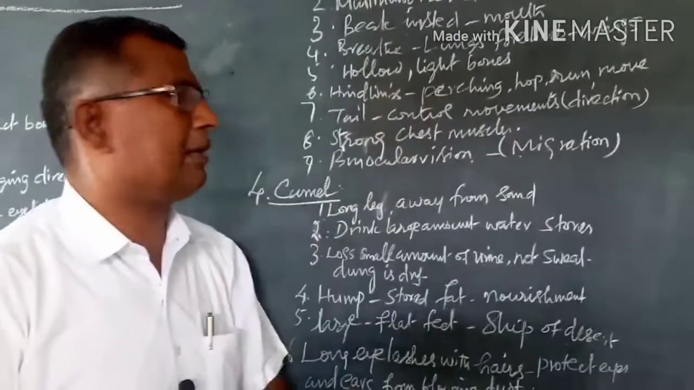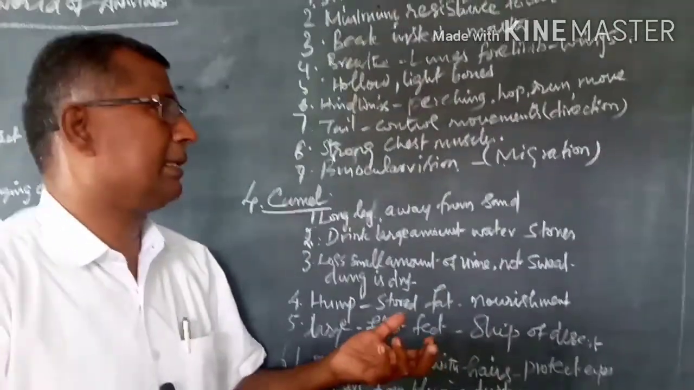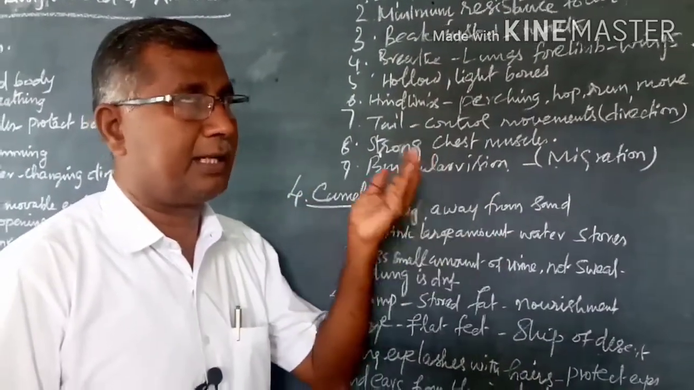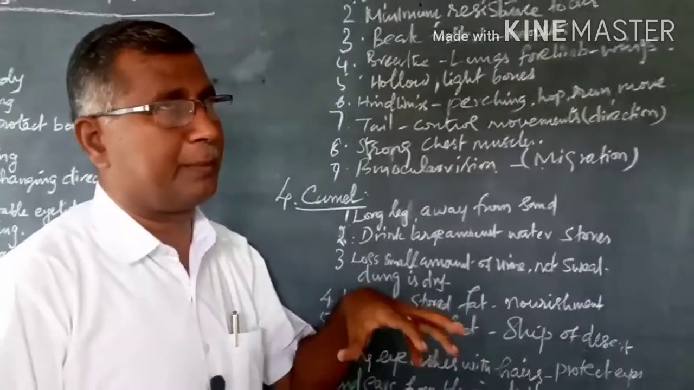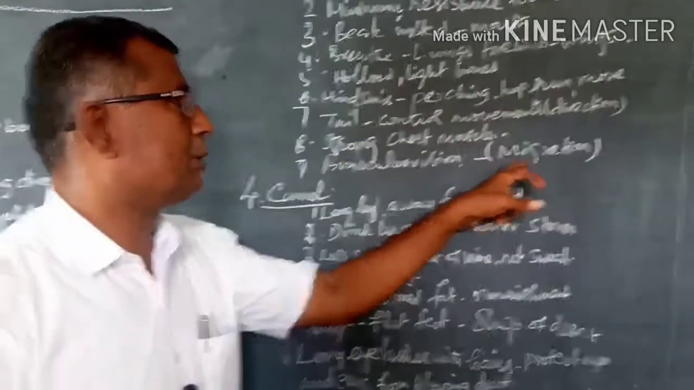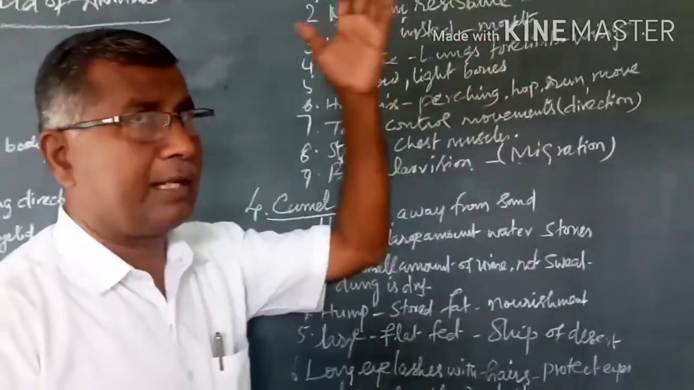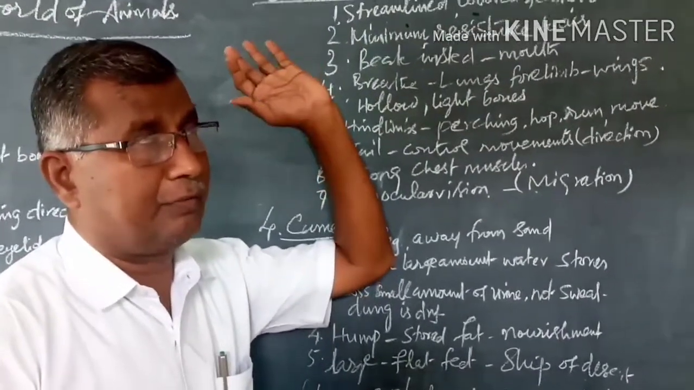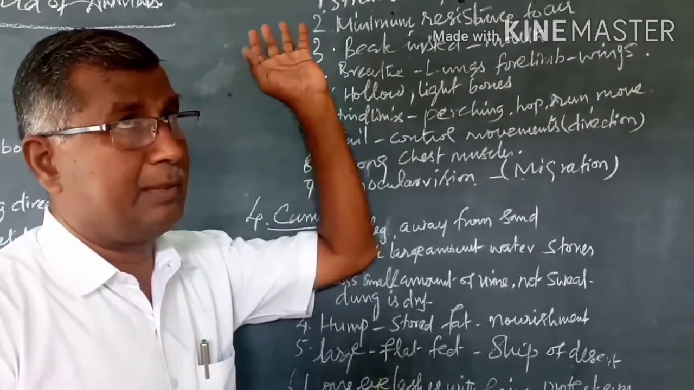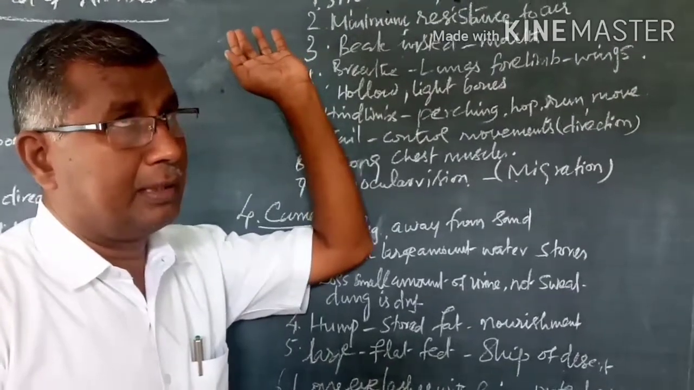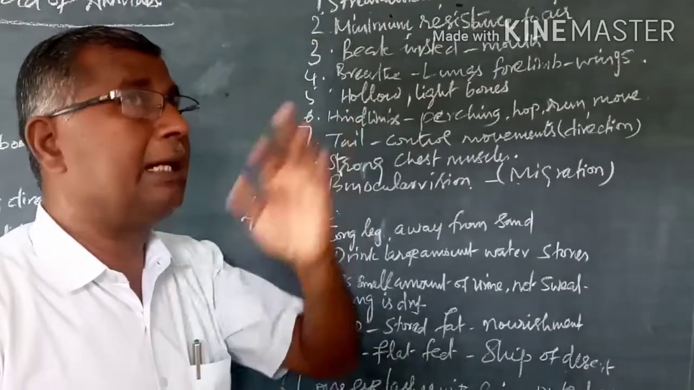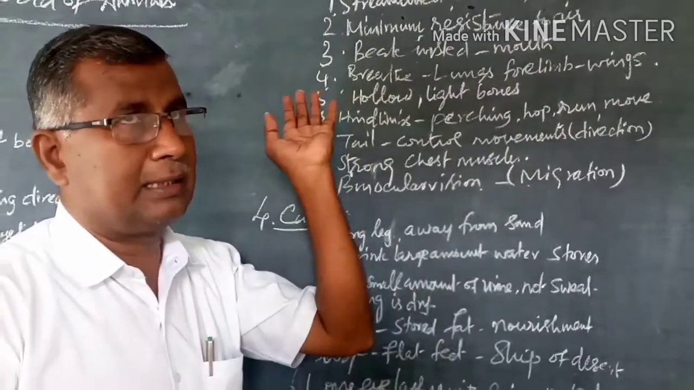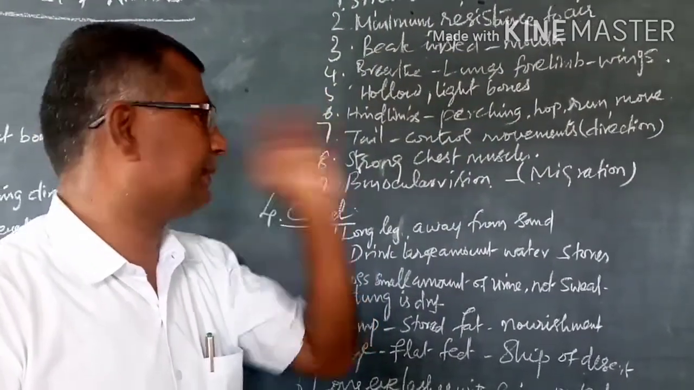Then migration of birds. What is called migration? Migration means moving from one place to another place for reproductive purposes. For example, at Vedanthangal sanctuary, the birds come from Siberia, Canada, from those countries, and reproduce here in Vedanthangal sanctuary, and then return back with their offspring.